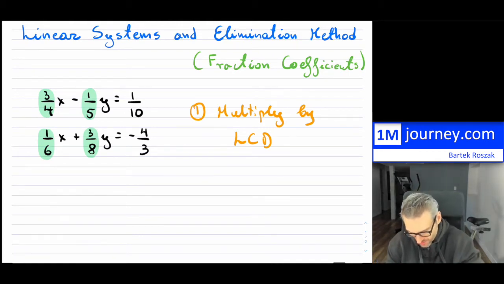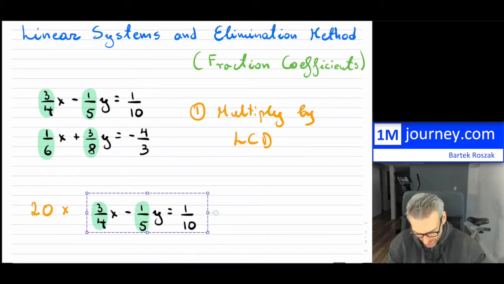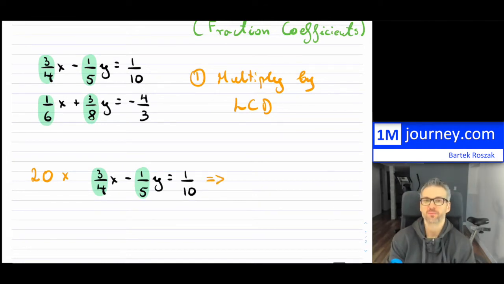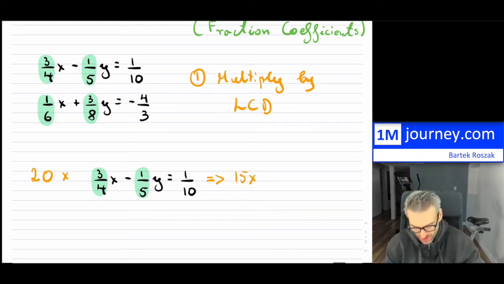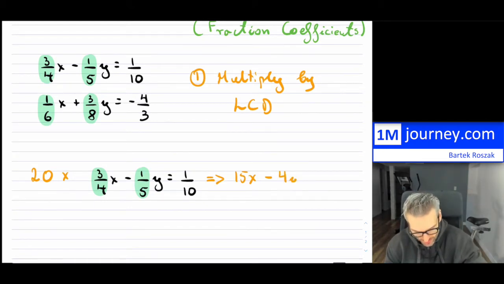So you can take this entire line, copy it, and paste it. Then I can change this line. If I multiply by 20, notice 4 goes into 20 5 times, so 5 times 3 is going to be 15x. Then it's going to be minus, and the 5 goes into 20 4 times, so 4 times 1 is 4. So notice you have that.